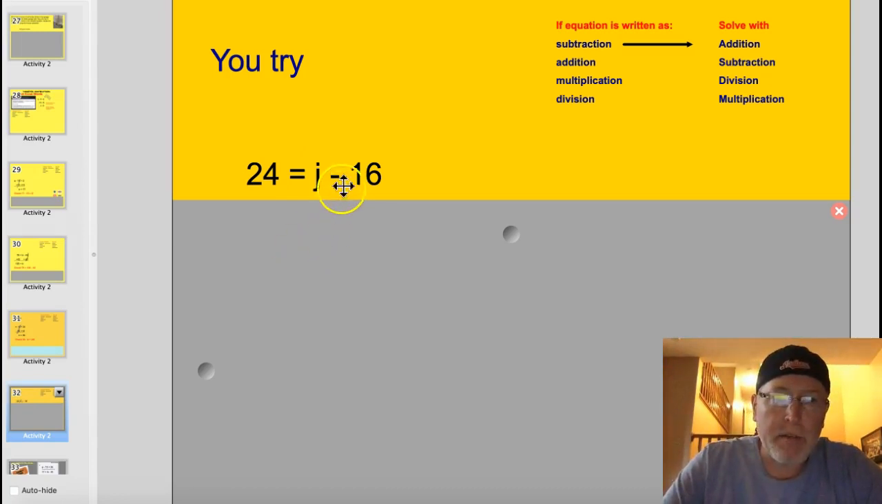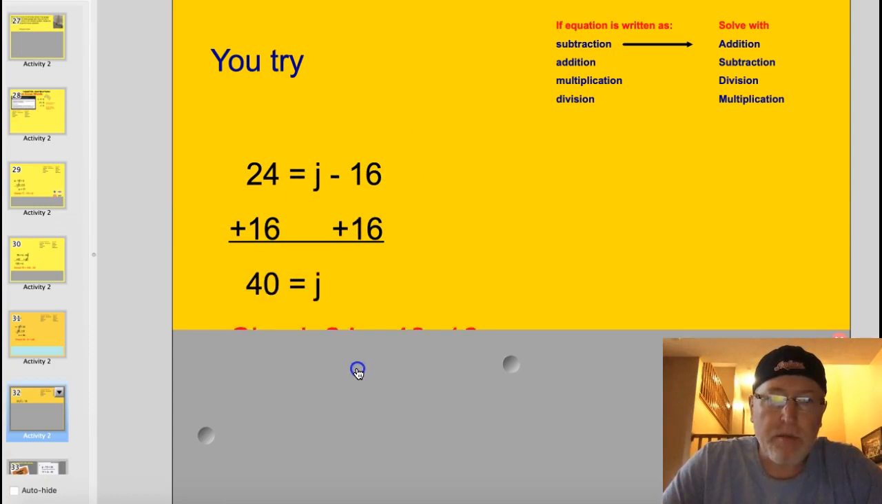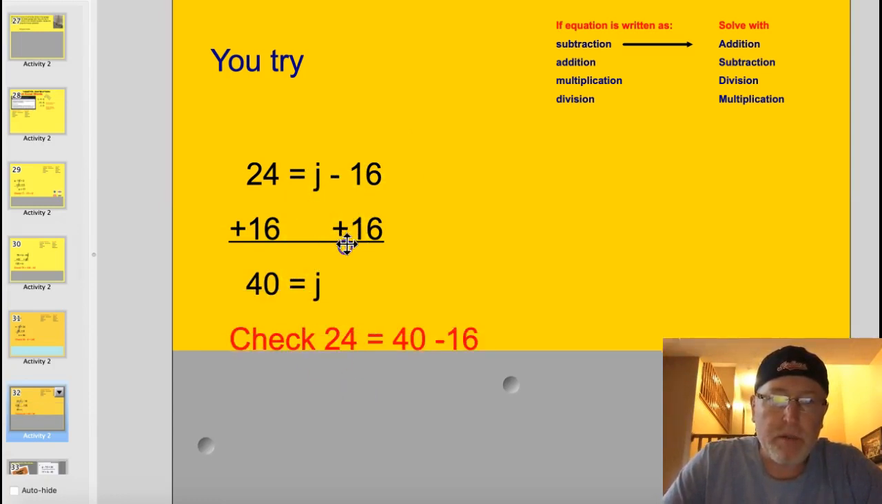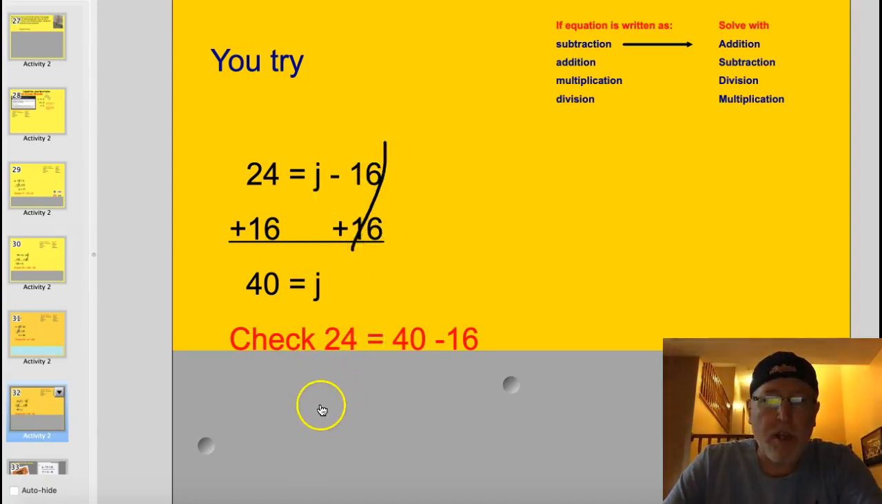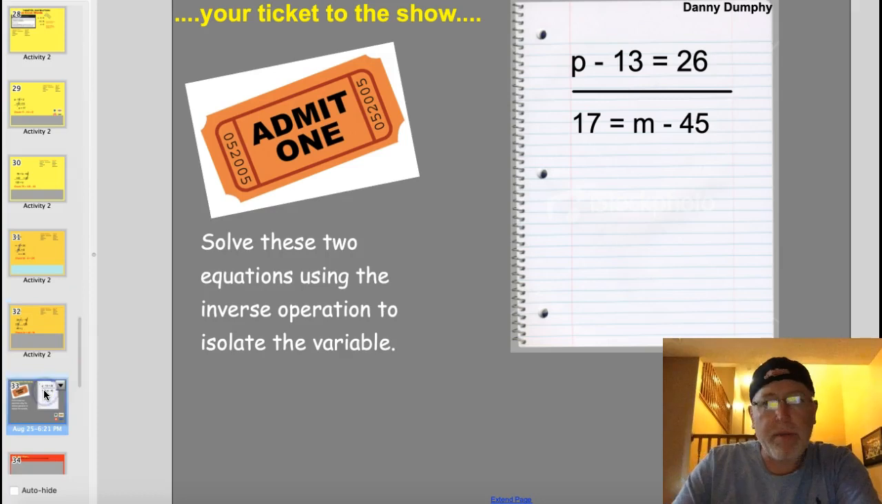All right, let's see how you did. Got to get j by itself, so we're going to have to add 16 to both sides. 40 equals j. See if I forgot to put it on there to cross those guys off, or else I just can't find them very well. There we go. My 16s crossed off, and 40 equals j. Double check it. 24 equals 40 minus 16. All day long. All right, here are your 2 ticket to the show problems.